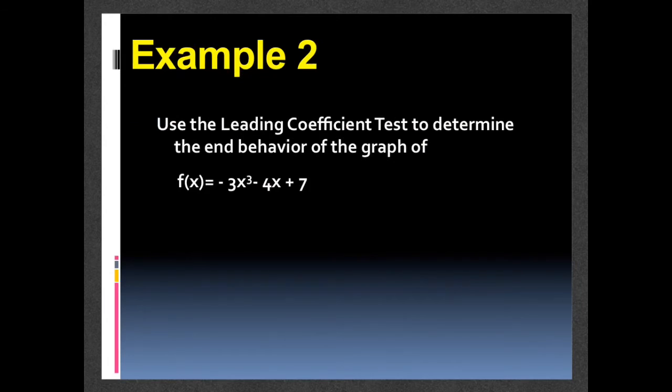So here's an example. Use the leading coefficient test to determine the end behavior of the graph of f of x equals negative 3x to the third minus 4x plus 7. First step, identify your highest exponent, which is the 3. Looking at that entire term, the odd exponent tells me they're going to have different behaviors. One's up, one's down. Then I look at the negative on the front, and this tells you it's going to rise left and fall right.